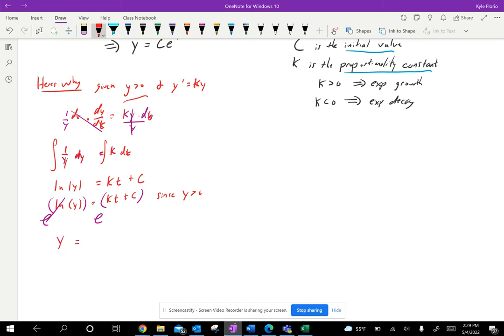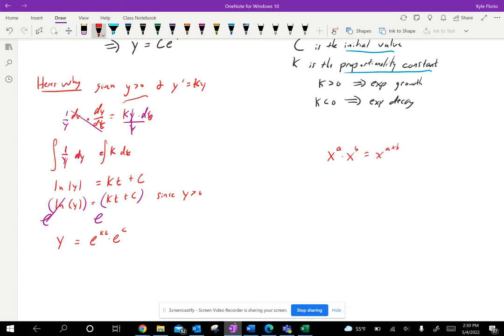Now on the other side, e to the kt plus c is what y is equal to, and I'm going to do a little bit of simplifying. E to the kt plus c is equivalent to e to the kt times e to the c. What I'm using is the idea that x to the a times x to the b is x to the a plus b, and so I'm just kind of going backwards with that.